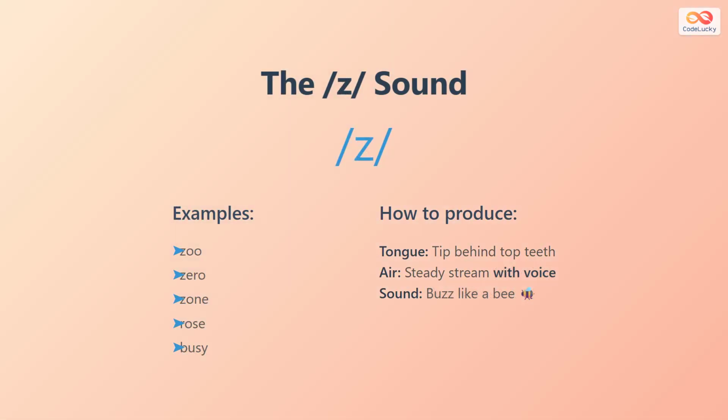Now let's look at the Z sound. You can hear the Z sound in words like zoo, zero, zone, rose, and busy. Interestingly, the Z sound is produced almost exactly the same way as the S sound. Your tongue tip goes behind your top teeth, and the airflow is steady and continuous. However, there is one major difference. The Z sound uses your voice. When you produce the Z sound, your vocal cords vibrate. If you place your hand on your throat, you will feel a clear vibration. The Z sound is like a bee buzzing, ZZZZZ. The tongue position is the same, but the voicing makes all the difference.